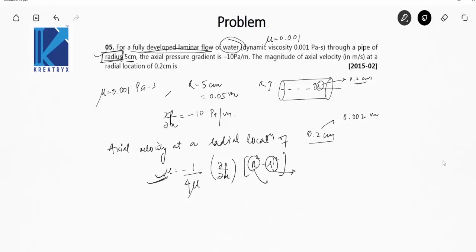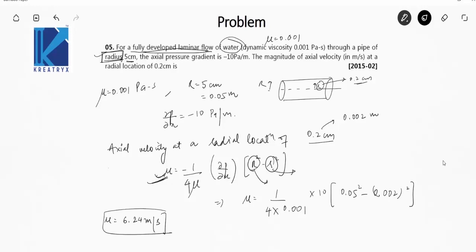So put all the values, you have all the values. 1 upon 4 into 0.001, into 10, into 0.05 whole square minus 0.002 square. So this will give you u, which will be equal to 6.24 meter per second. Again a pretty simple question based directly on the formula. Before going on to the next question, this relation is quite important.